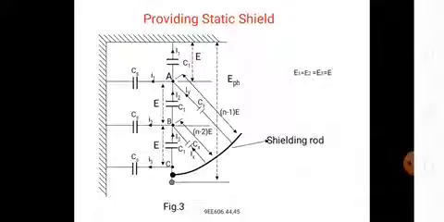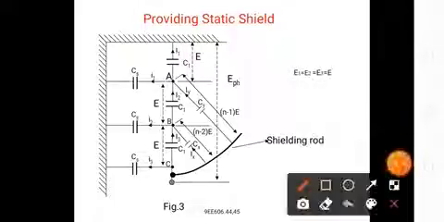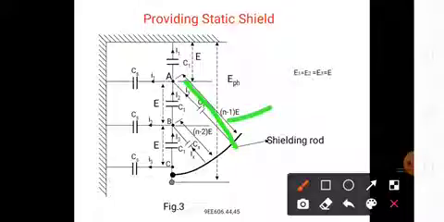So in this, the distance is almost equal and the potential difference should be equal. Here, at point A to the shielding rod, the voltage is n minus 1 into E, and from point B, that is n minus 2 into E. Similarly, it continues: n minus 3 into E, like that.